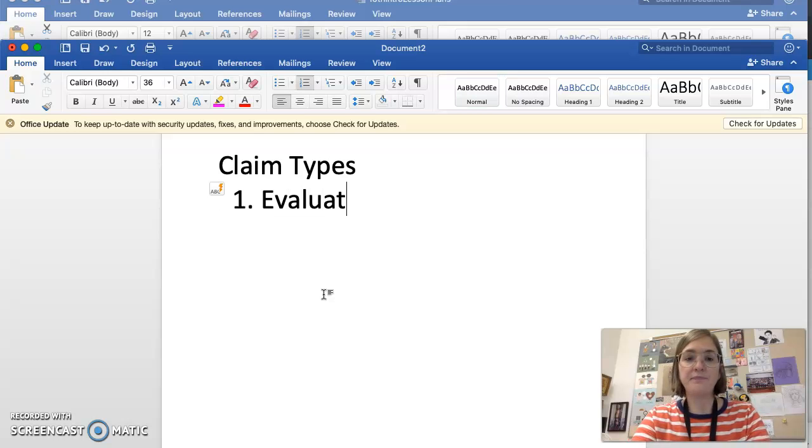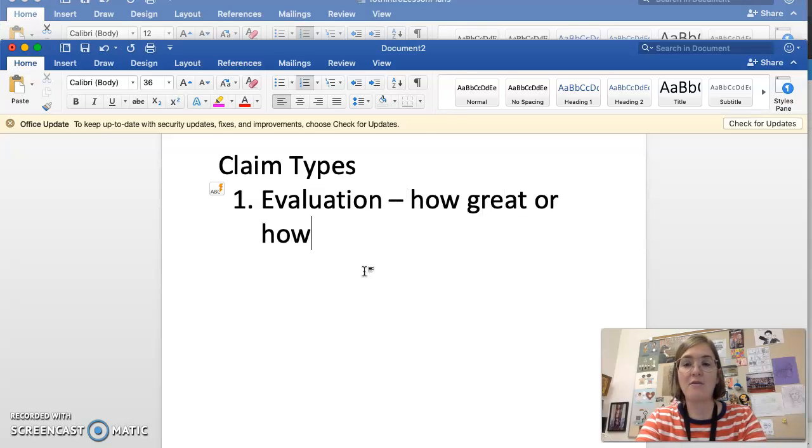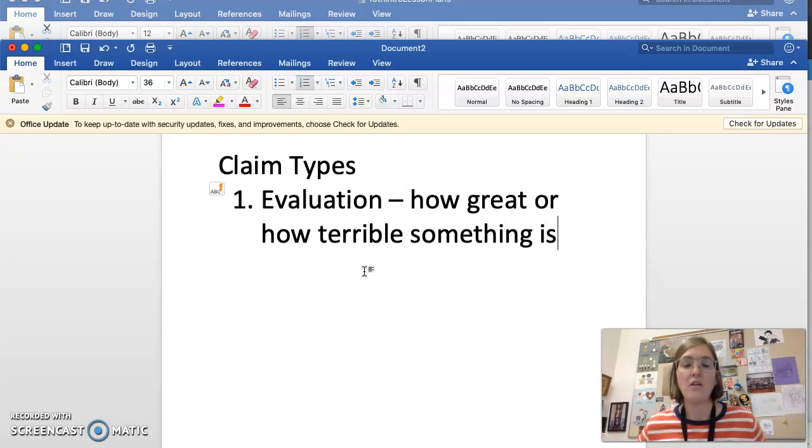The first one is an evaluation argument. Evaluation is just what it sounds like. You're evaluating something. So this is like movie reviews, right? You sit down, you watch the movie, you think whether or not this movie was good or bad. So evaluation is going to determine how great or how terrible something is. You have the thing that you're evaluating, and you can make an argument based on all sorts of criteria whether that thing is any good or not.